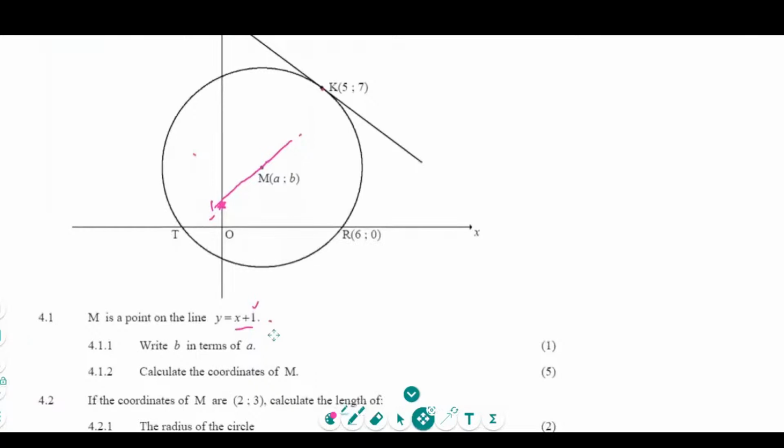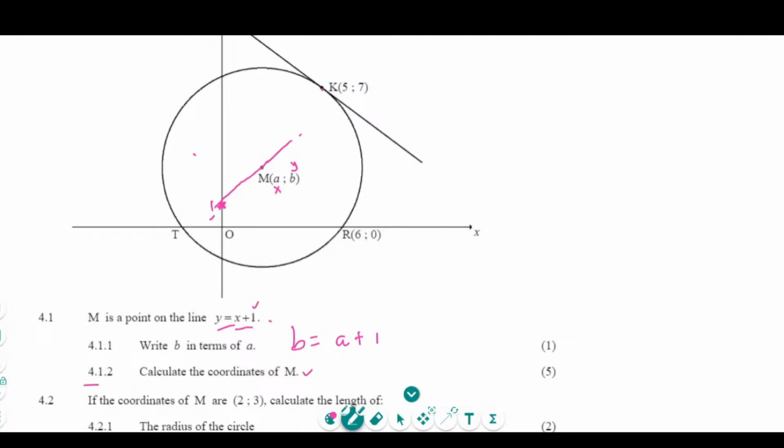Since we know that A is representing the x-coordinate and B is representing the y, I'll just substitute A and B into this equation, which means B is going to be equal to A plus 1. All right, then 4.1.2, they want the coordinates of M, 5 marks.